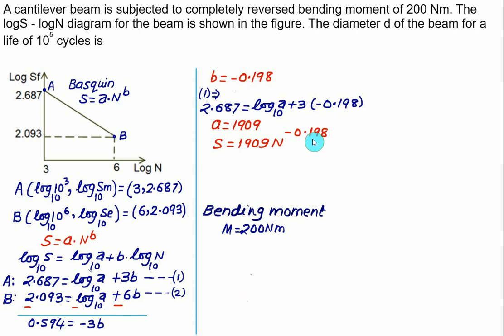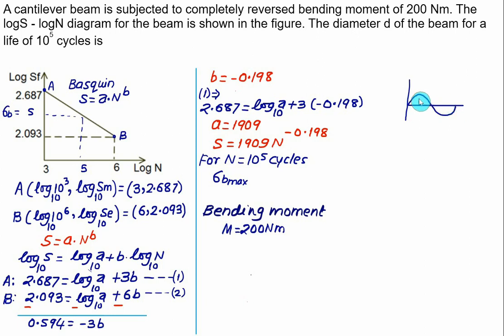Using this equation, we can calculate the fatigue stress developed for 10 to the power 5 cycles. Correspondingly, we can calculate the fatigue strength S, and this value of S we treat as sigma B, that is the bending stress value. So for N equal to 10 to the power 5 cycles, the bending stress will be the maximum value, because whenever we have completely reversed loading, the stress amplitude is the same as sigma max.